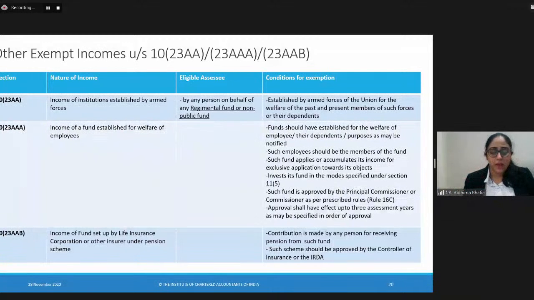Now LIC or any other insurance company which sets up pension funds. LIC has a pension fund. I'm not talking about the income of LIC; I'm saying this is a pension fund set up by LIC. This fund will obviously receive contributions, and later on this fund will give everyone the pension as per the time. Correct? The contribution this fund is receiving is exempt under section 10 clause 23AAB. Clear?